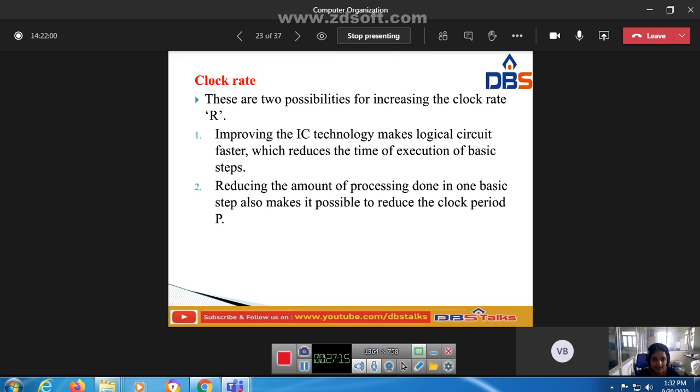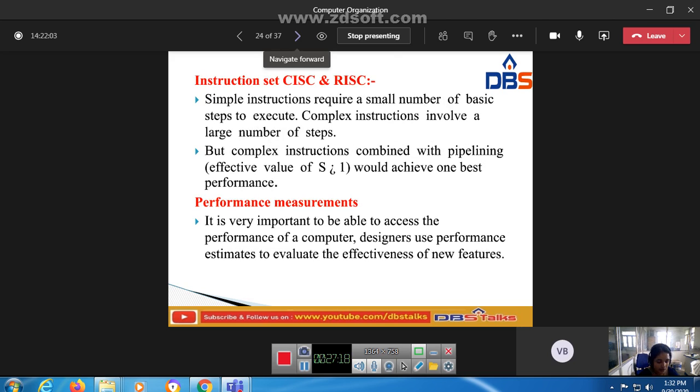Next, coming to instructions, CISC and RISC. So what is meant by CISC? A simple instruction requires a small number of basic steps to execute, while complex instructions involve a large number of steps. For a processor that has only simple instructions, a large number of instructions may be needed to perform a given programming task. This means a large value of N and a small value of S. On the other hand, if individual instructions perform more complex operations, fewer instructions will be needed, leading to a lower value of N and a larger value of S.